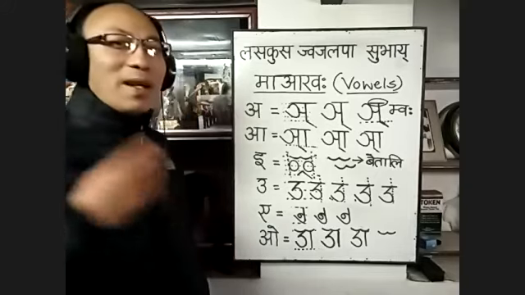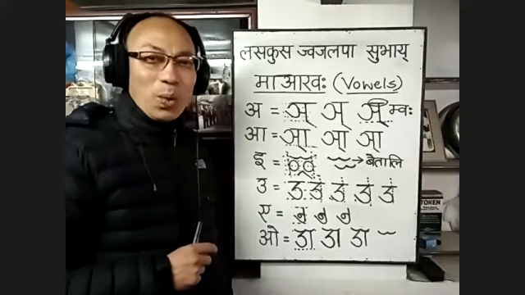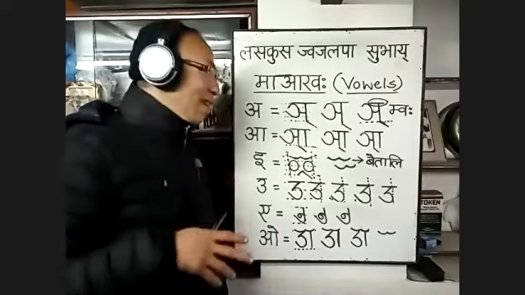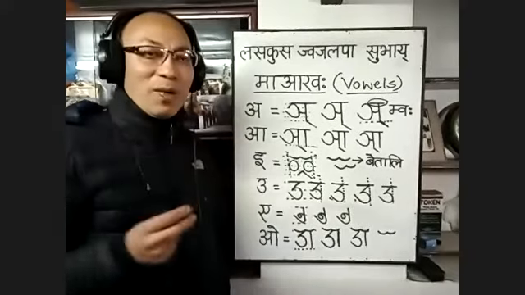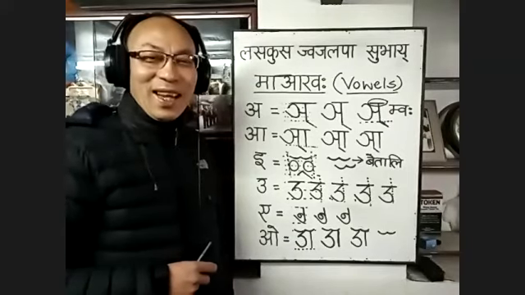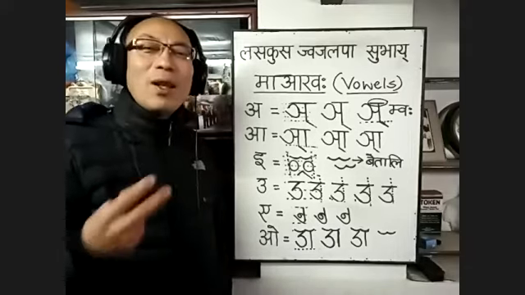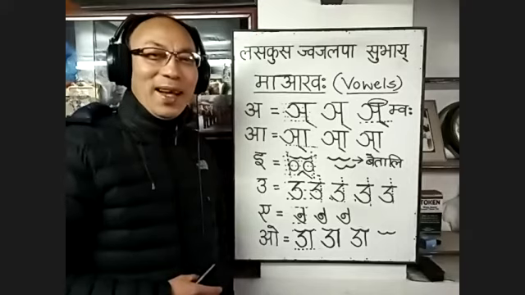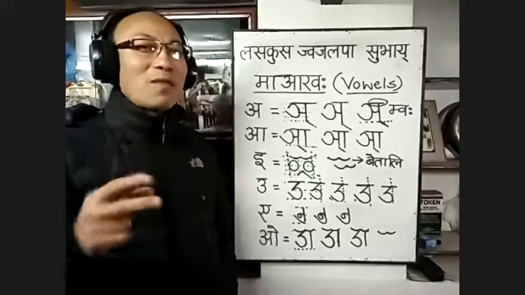Then we have another, the long sound: O, A, E, U, A, O. Then another sound, the nasal sound with the short pronunciation: O, A, E, U, A, O. And another sound is the nasal sound with the long pronunciation: O, A, E, U, A, O. So these are the basic sounds that we pronounce for Nepal Bhasha.